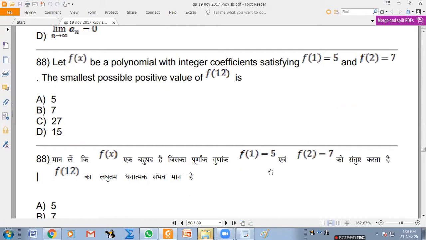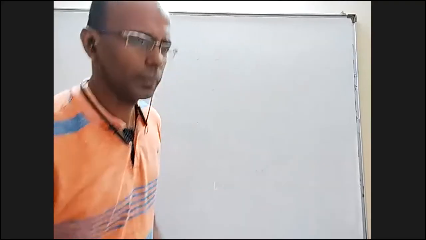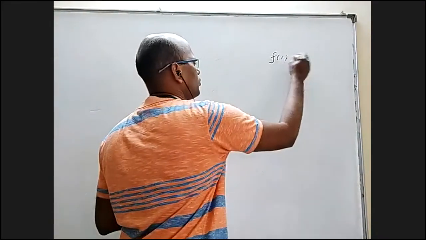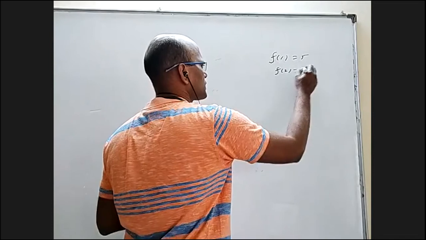Okay. In 88, a small trick is there. You have to do it in a particular way. They said polynomial with integer coefficients, that we'll use a little later at the end. But right now, what to use? I'll write f of 1 is 5 and f of 2 is 7.